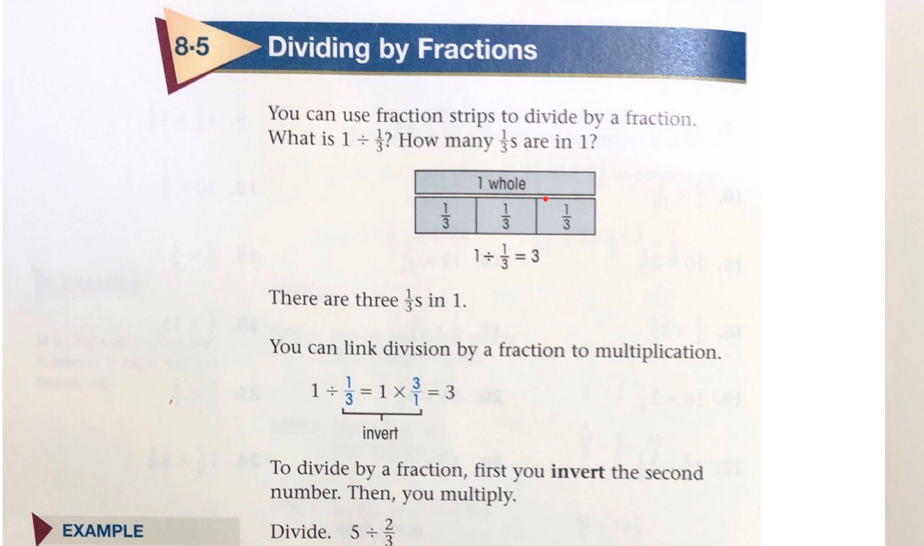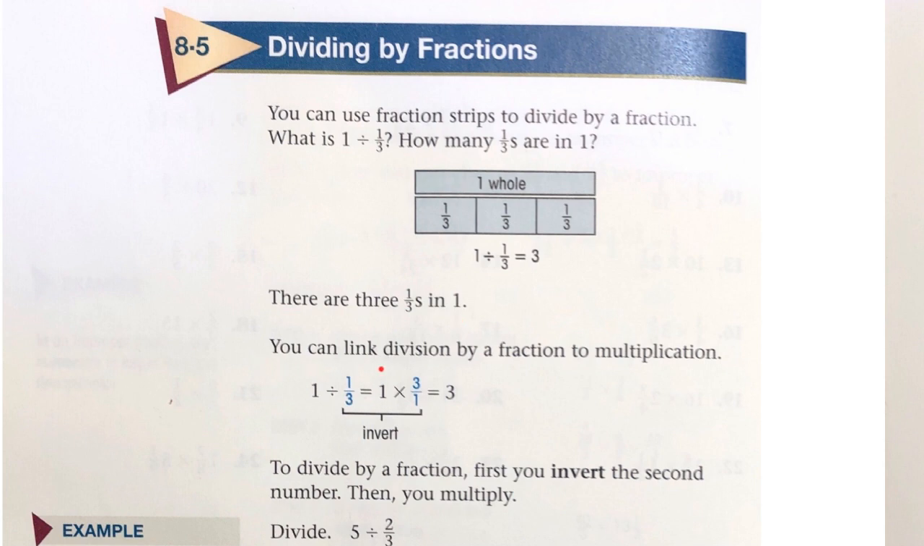So here's one whole. We could show that as 3 groups of 1/3. 1/3, 1/3, 1/3. So 1 divided by 1/3 equals 3. There are 3 1/3s in 1.